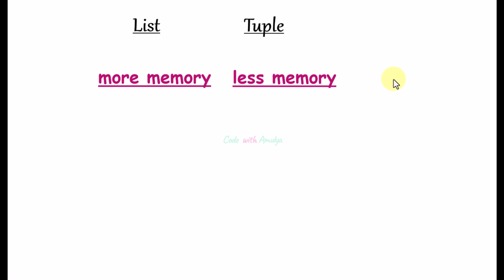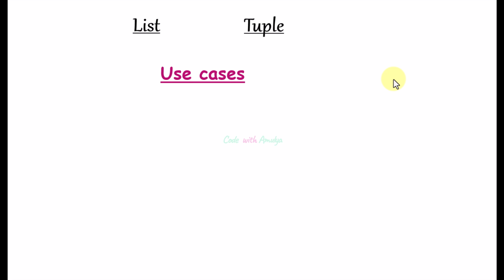Alright, next, lists take more memory than tuples due to their mutability. Along with mutability, lists are slower in performance as well as take more memory compared to tuples. And next, let's talk about use cases. Use a list when you need mutability. You want to change the data. You want to alter the data.